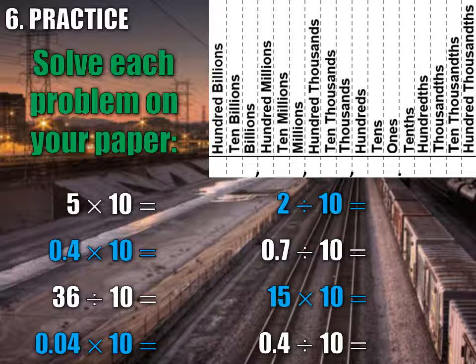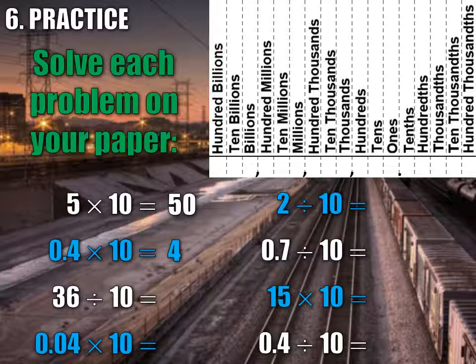Let's go over the answers. 5 times 10 is telling us to make the number 5 one space larger, which will give us 50. 0.4 times 10 also says to get one space larger. Right now you can see that the number 4 is in the tenths place. So one space larger than that would move us to the ones place, which will make the answer to this 4.